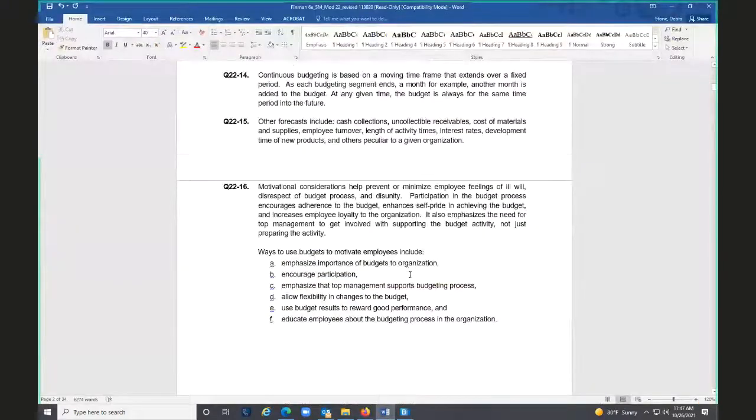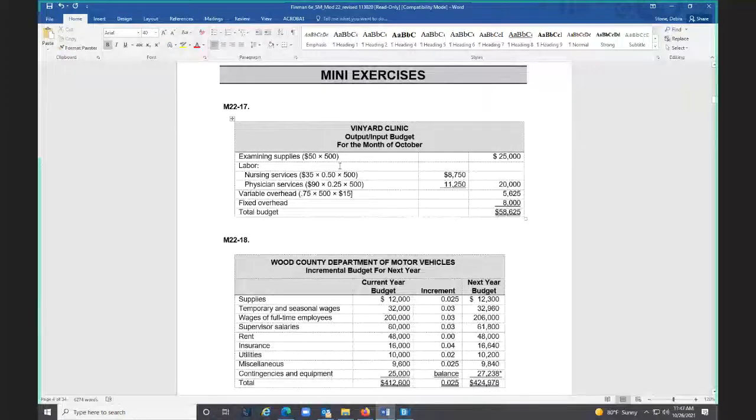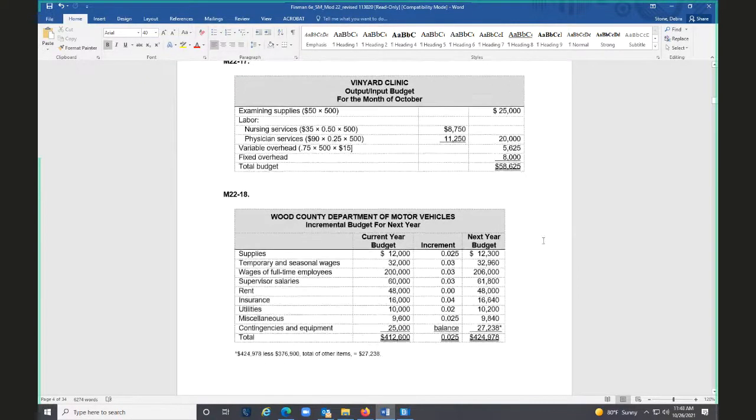So let's just look at that real quick. Here we have the clinic. We have the supplies that we mentioned, 50 times 500 is 25,000. The nursing services, the physician services, the variable overhead, the fixed, and here's our total budget. Pretty straightforward. That's what it's talking about.